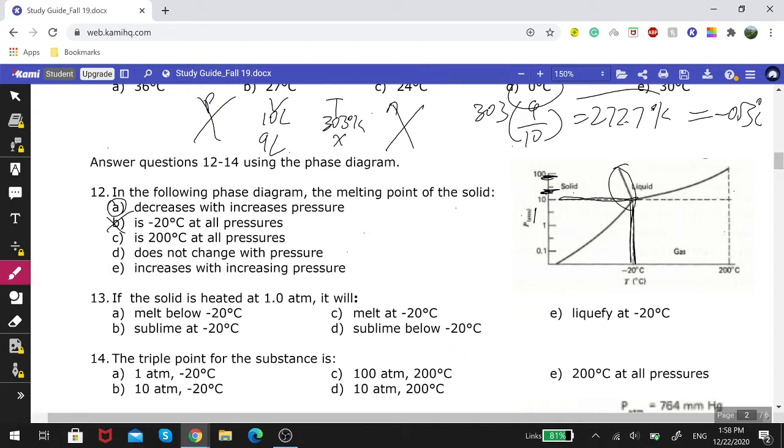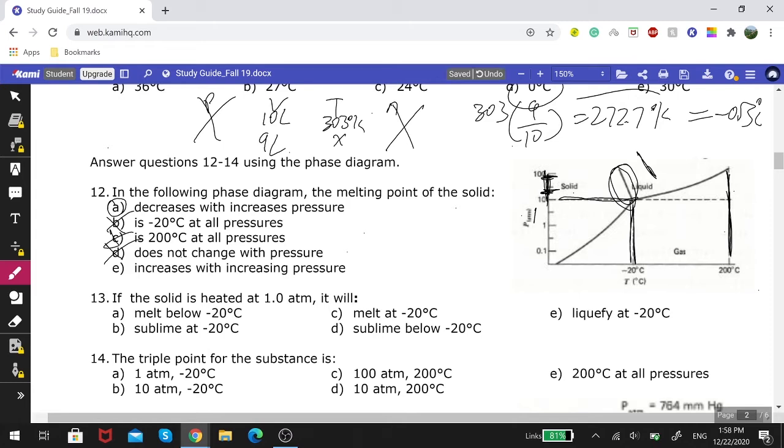Again, this line is melting. So 200 degrees is not even close to the melting point. So that is wrong. Does not change with pressure? As you can see, as pressure changes, this line changes. So that is incorrect.